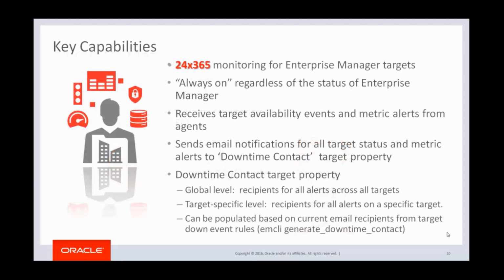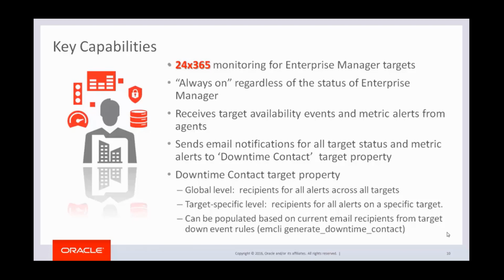And key features. Always-on monitoring, as the name states, provides 24/365 monitoring of Enterprise Manager targets. And because the installation is completely separate and independent from EM, it can be always on regardless of the status of Enterprise Manager. AOM receives target availability events and metric alerts from agents in parallel to what the agent does with OMS. So basically, the agent sends this information separately to both OMS and AOM. Then AOM sends email notifications to users who are listed in the Downtime Contact target property.